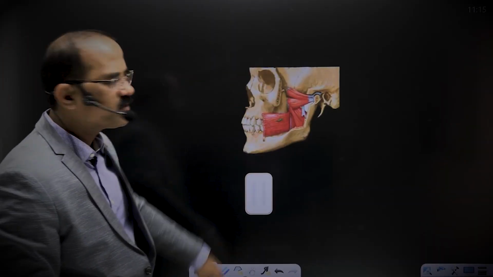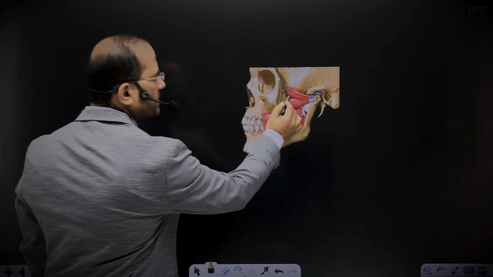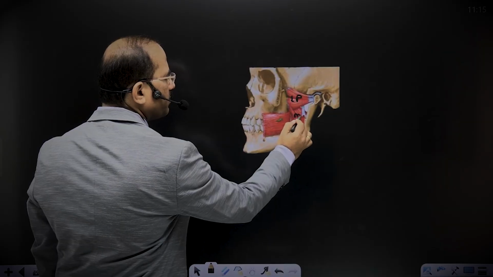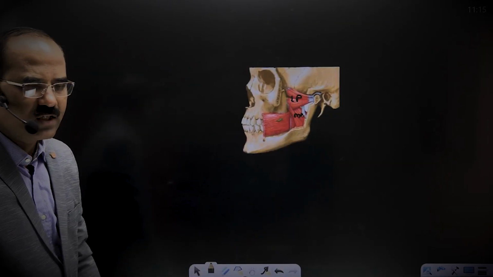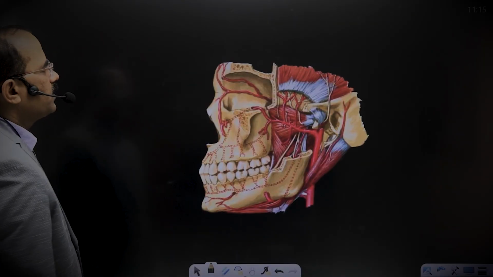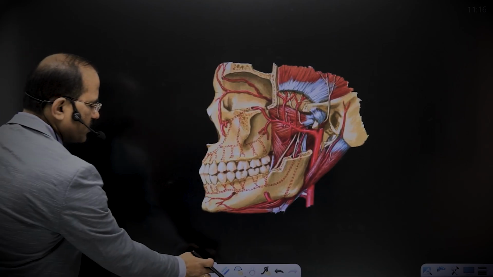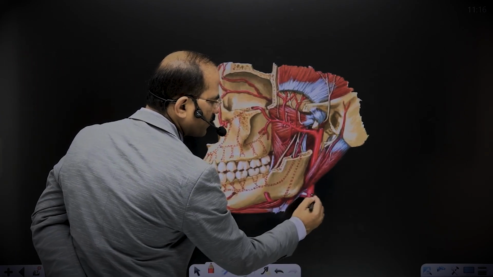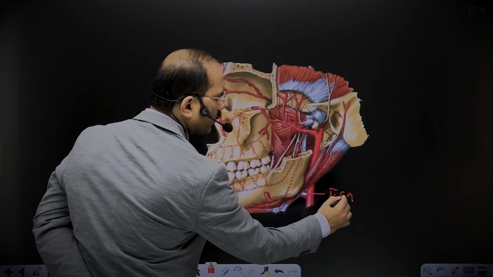These are the two muscles of mastication. What is this muscle? That's a lateral pterygoid and that's a medial pterygoid. Fine. Now, students, what is this artery? That's the external carotid artery.